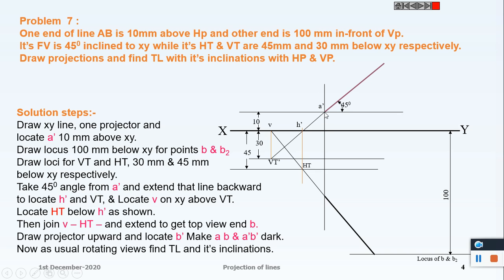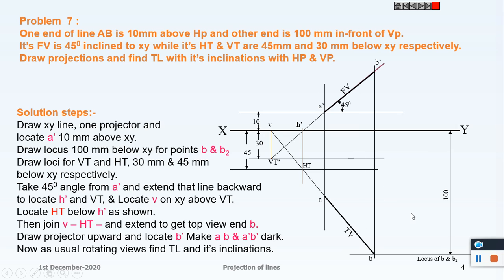So below A dash we get A, and this point is B dash. So above this we get B dash as well. So this point is B, and above this we get B dash. So these points are A, B. A dash will be above A and B dash will be above B. So this is the top view of the line and this is the front view of the line.